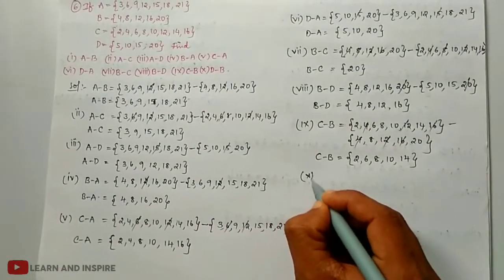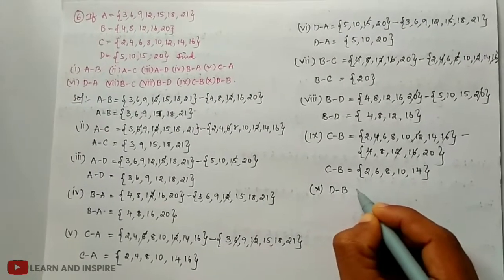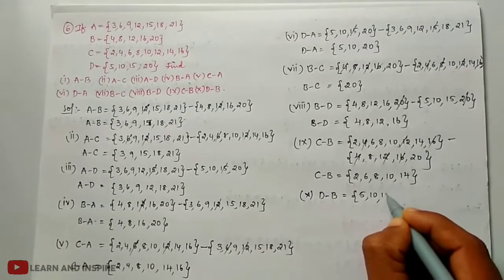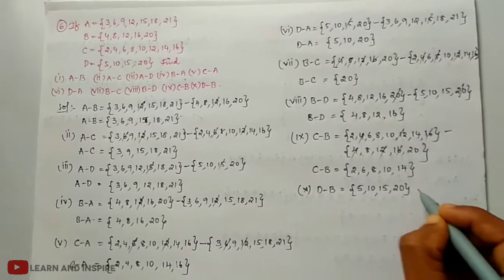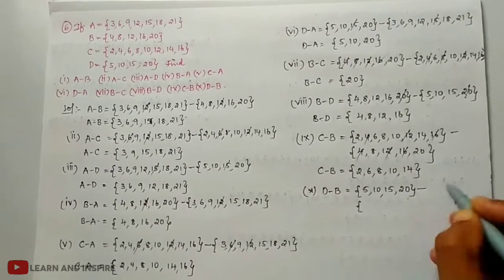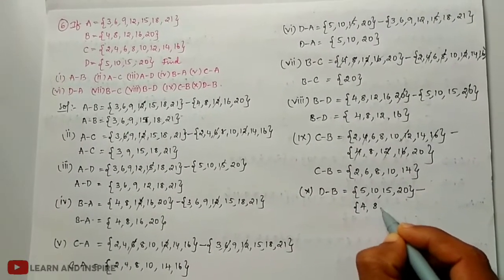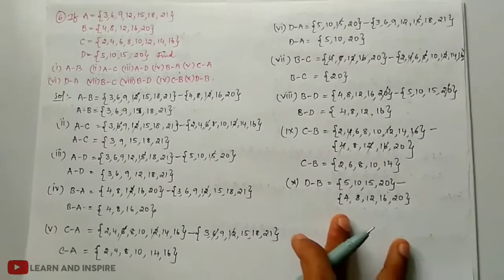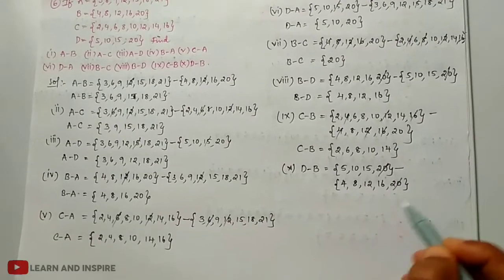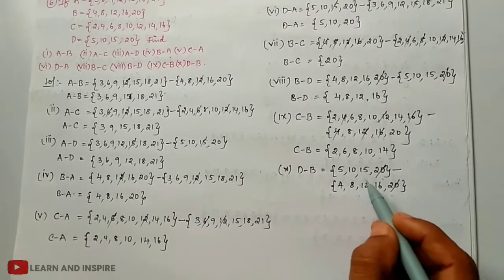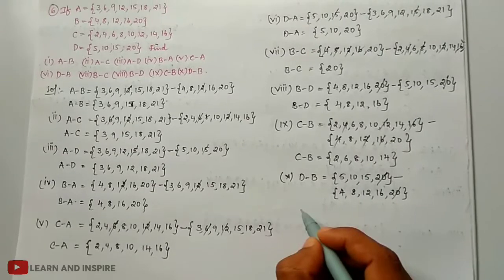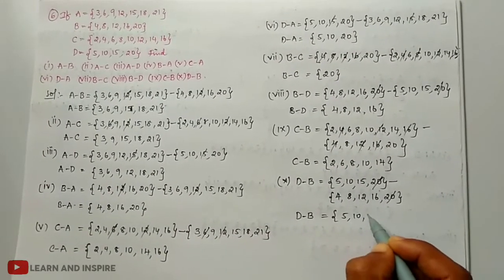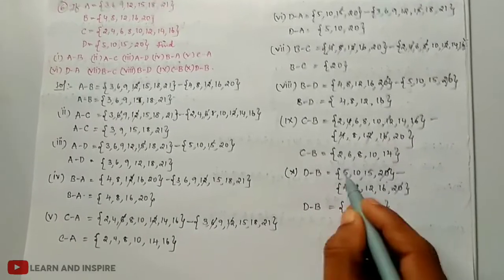Next, the last one, D minus B. D minus B is equal to set D elements 5, 10, 15, 20 minus set B elements 4, 8, 12, 16, 20. So what are the common elements? 20. So no other common elements. So what are the remaining elements present in the first set? First set elements 5, 10, 15. So these are the three elements present in the first set.